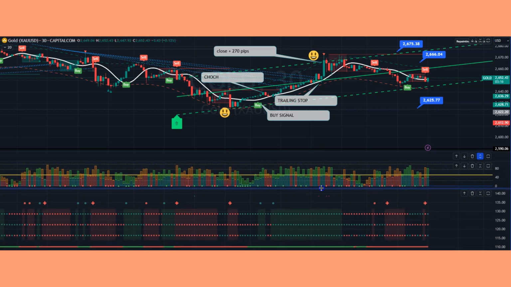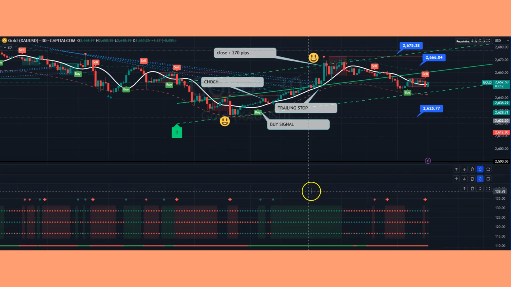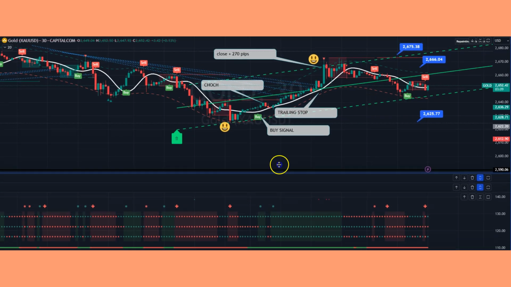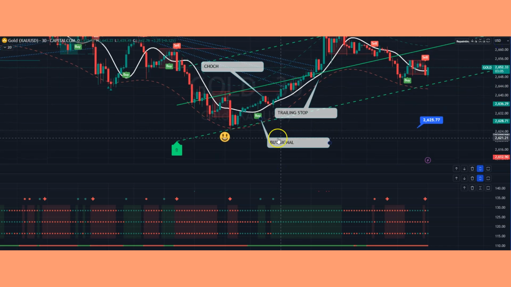Bear with me. I'm going to get rid of that for the moment. So what we have here is a 30-minute chart. We have a big fat buy signal above the white line, which is positive, and we've previously had an outside bar.